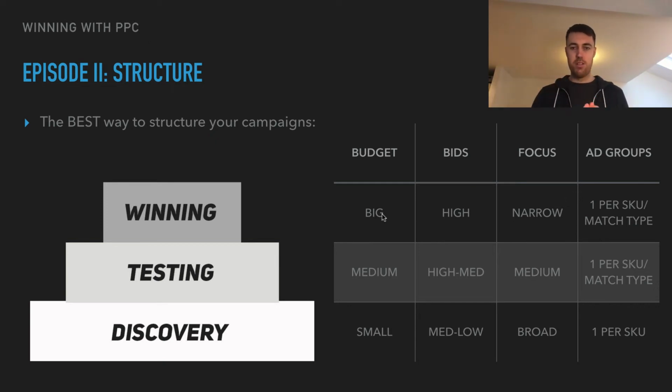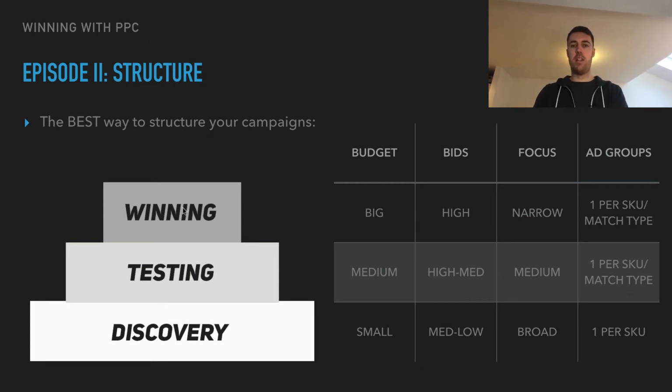And so this brings us on to bids, and this is how we utilize the auction system of Amazon. Again, really important that we place our highest bids in the winning campaign. You see how I've structured this like a base level for discovery, next up testing, and then next up winning. The reason is because we want all the traffic to come down the funnel like this.